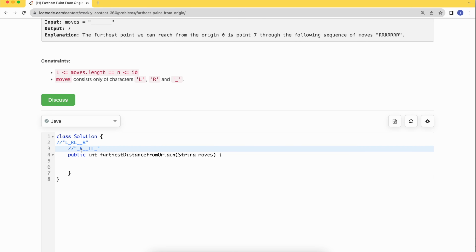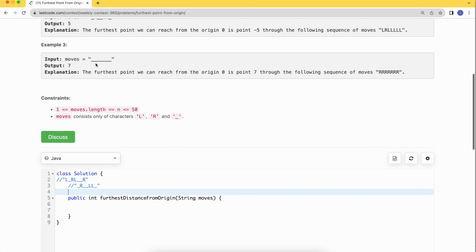And here as well, R and L will cancel out each other and we have left with one L and four dashes. So I can fill in all the dashes with L's. So I'll be reaching 5. Then we have all the underscores. That means I can either decide to move all R or move all L. That will be 7 distance away from the origin. So that's what we'll do.